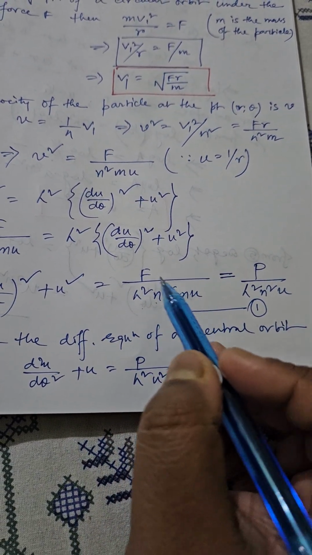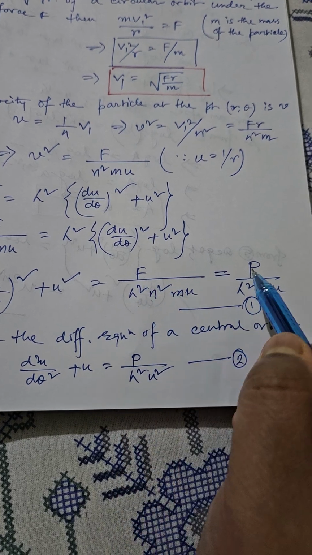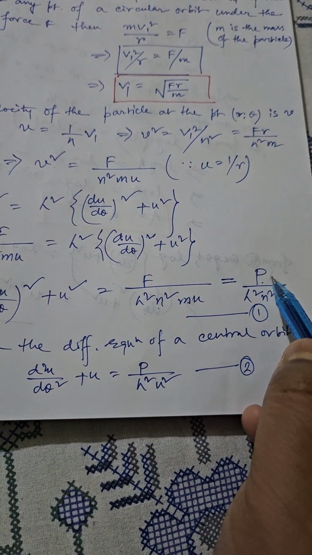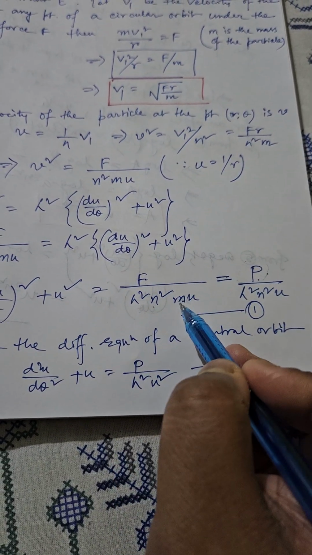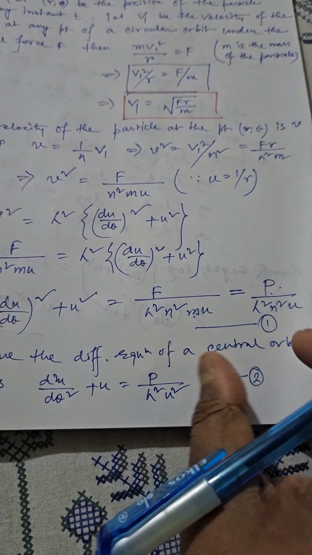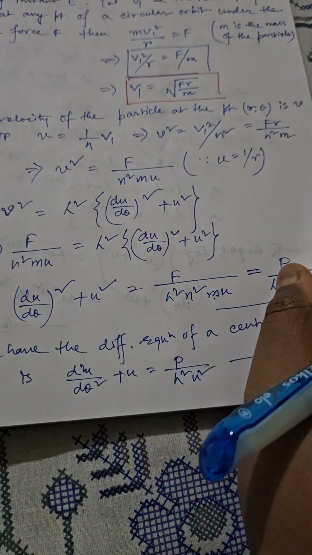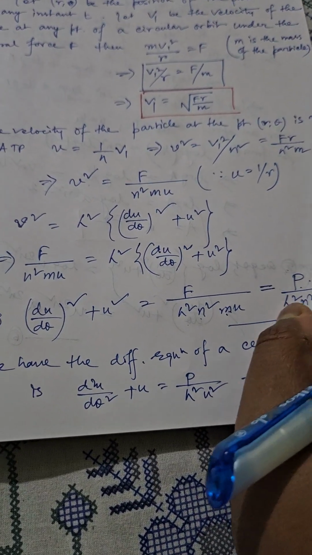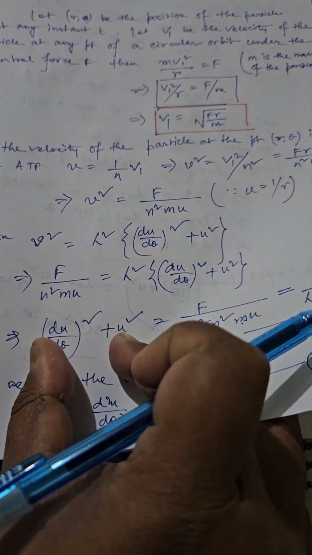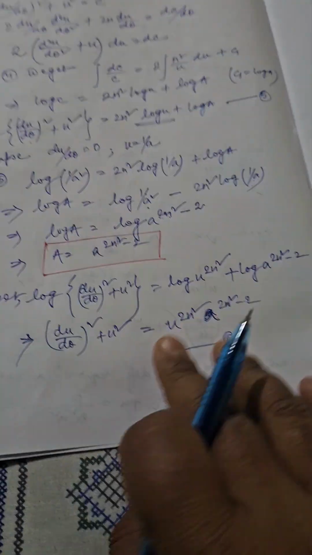h square n square u. So F by m, force per unit mass, that has been considered as P. I repeat, force per unit mass will be considered as P. So here we can write P by h square n square u will be equal to this expression, and this expression by 6 is equal to this.